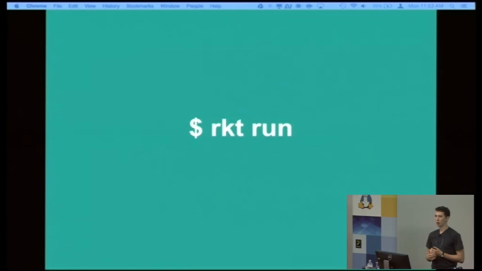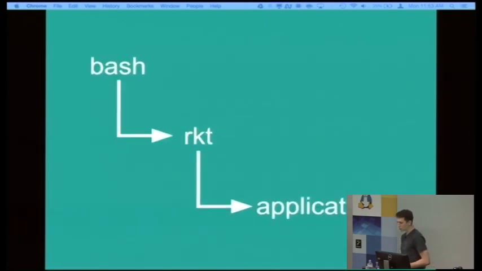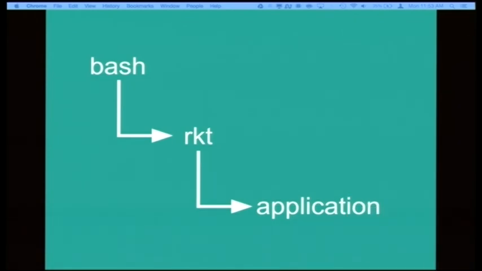And then the next piece is rkt run. rkt run takes whatever the HTTP URL is and actually runs it as a process on your machine. One of the major design decisions we made with Rocket is that we wanted it to be a direct descendant of the process that executed Rocket. So in the case of running it from the command line, it's bash, Rocket, and then your application. In the case of running it under your init system, whatever it might be, it directly executes the container.